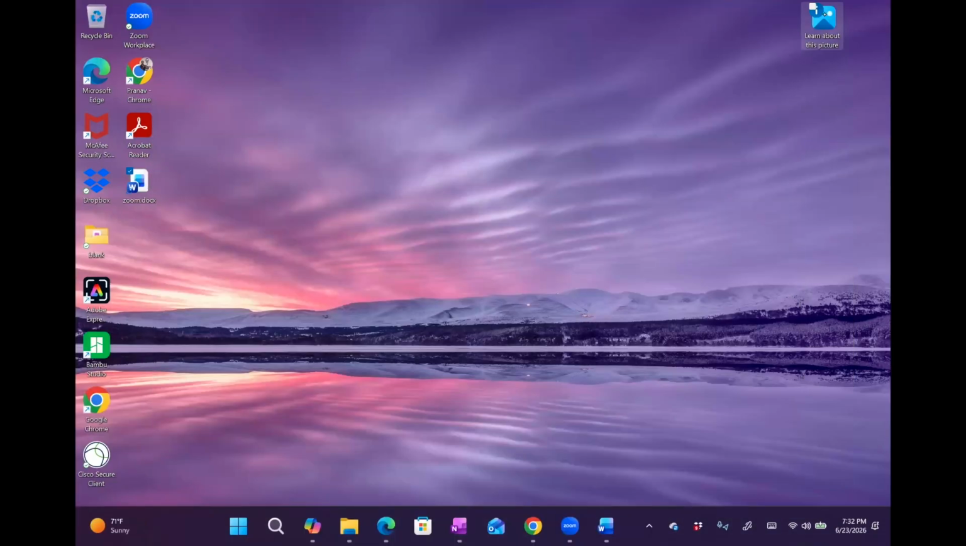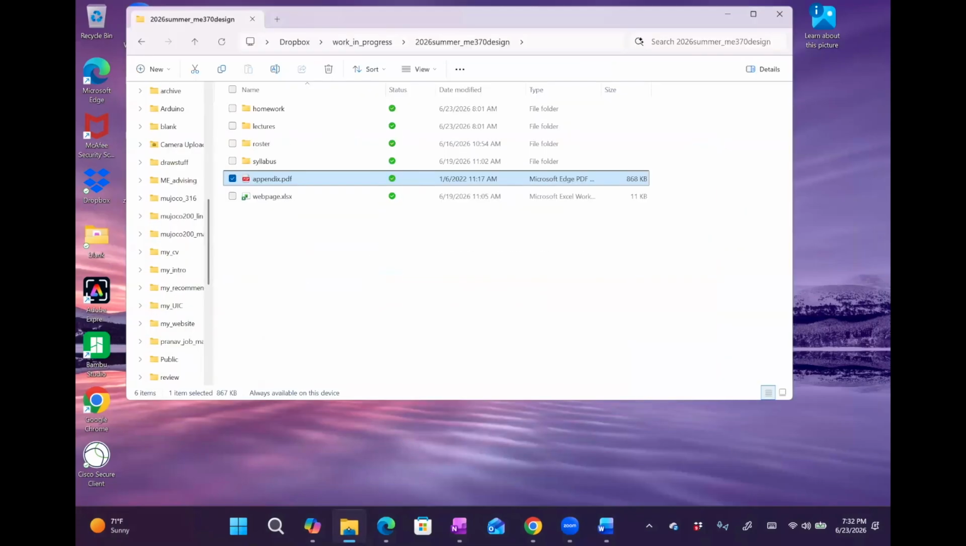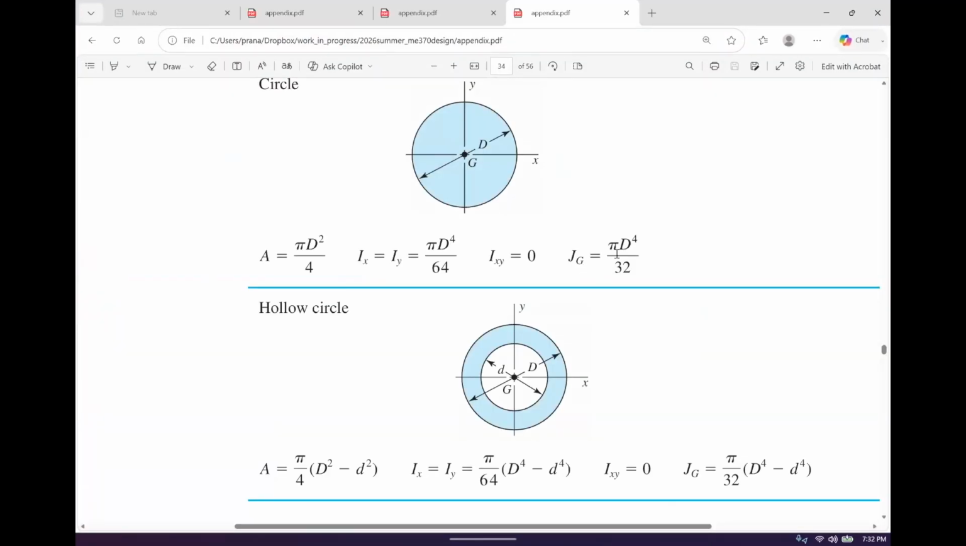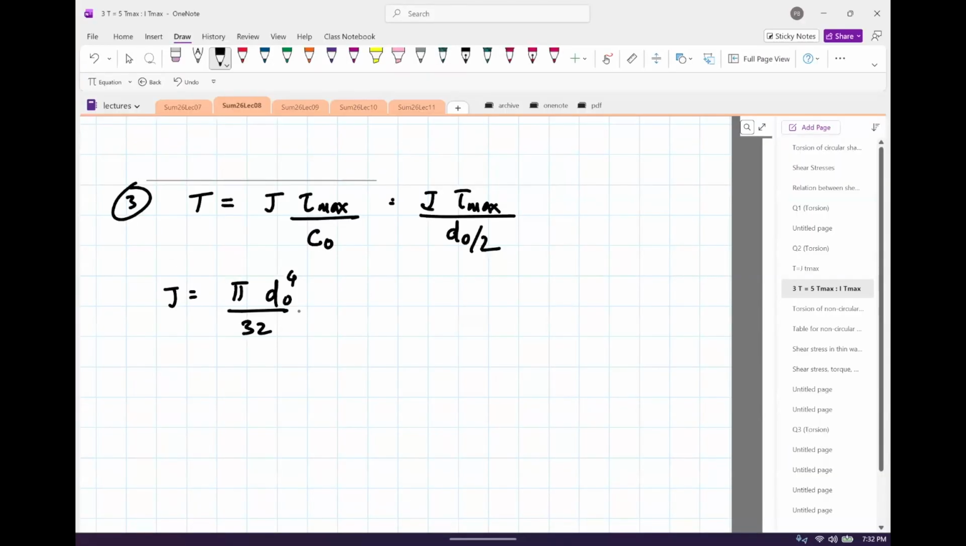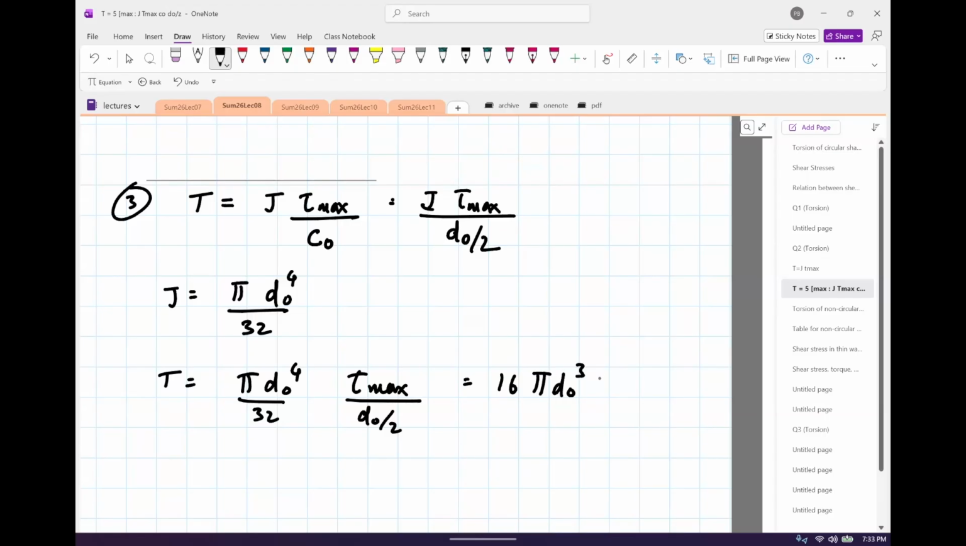Okay, let's just confirm this. Yeah, it's pi D raised to 4 divided by 32, where D is the outer diameter. So that's what it is. So let's substitute this value there to get pi D0 raised to 4 divided by 32, times tau max divided by D0 divided by 2. And you should see that 16 over pi D cubed, tau max.